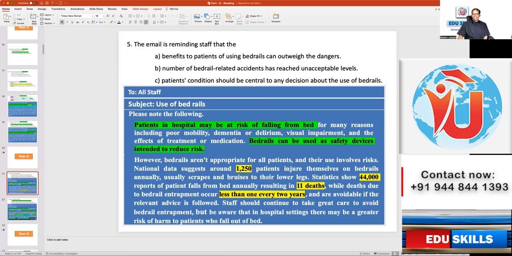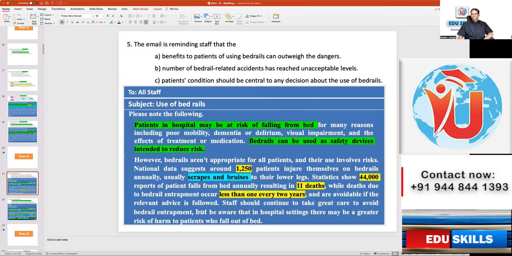And here what happens? The injury is bruises. 11 deaths. Patients fall from bed annually, resulting in 11 deaths. So which is greater? Which is better? Scabs and bruises or deaths? Scabs and bruises. Yeah, here less than one every year. Bed rail entrapment occurs less than one every 2 years.